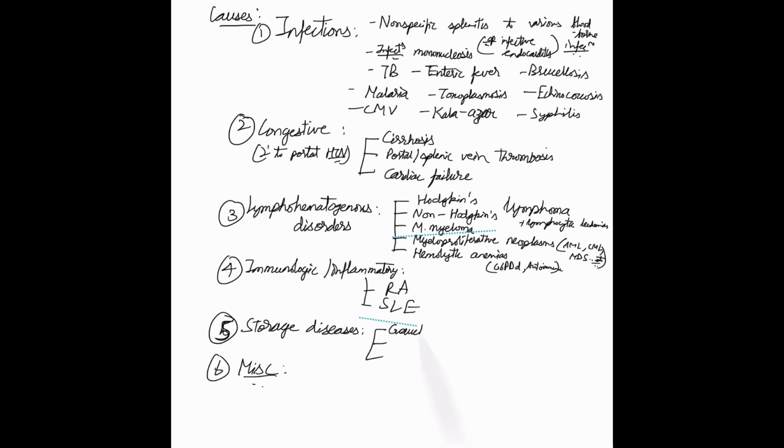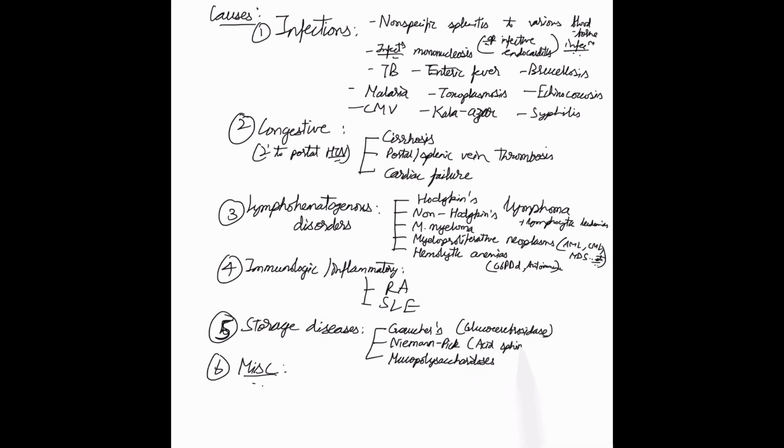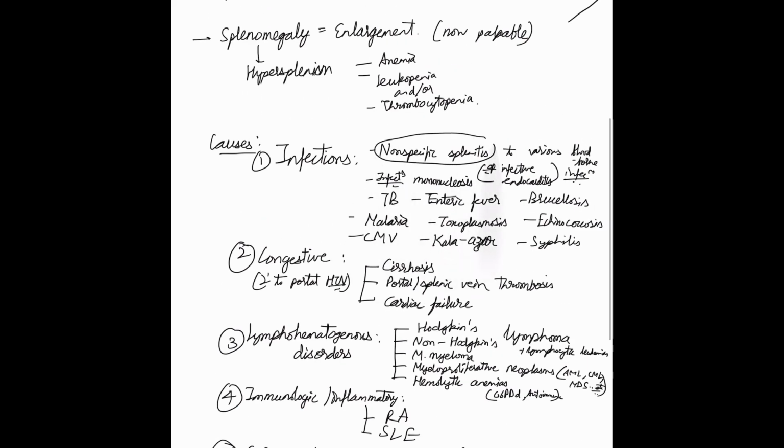Under inflammatory causes, the main two causes are rheumatoid arthritis and systemic lupus erythematosus. Storage diseases, we have Gaucher's disease, Niemann-Pick's disease and mucopolysaccharidosis. And these are the causative enzymes that I've written here. And under miscellaneous, we have amyloidosis, primary neoplasms and cysts, secondary neoplasms as well.